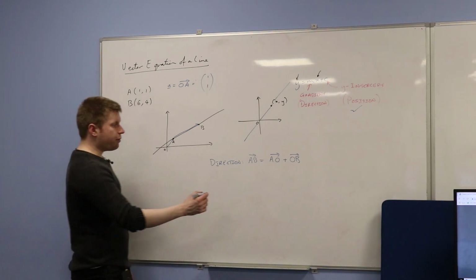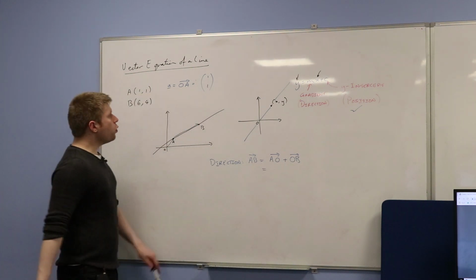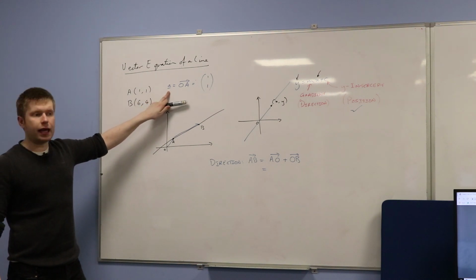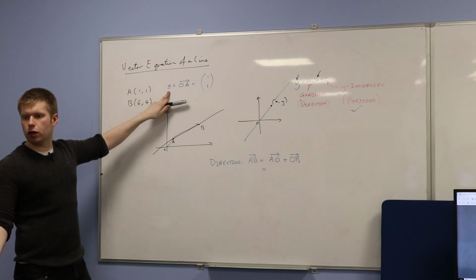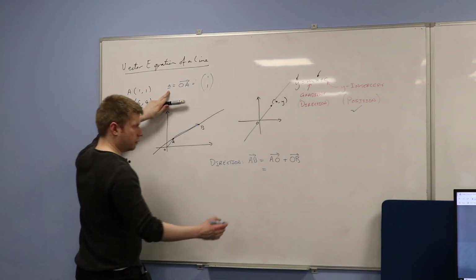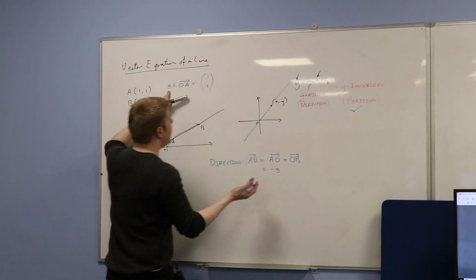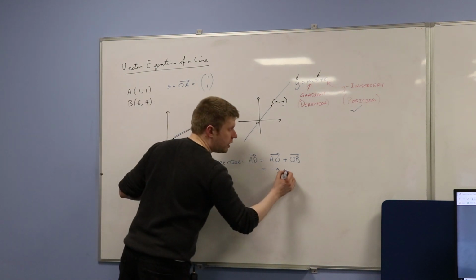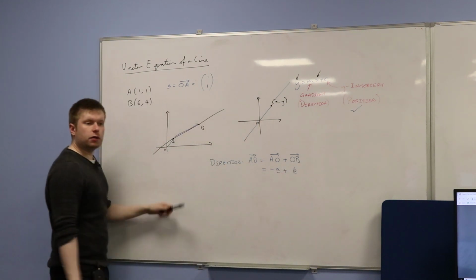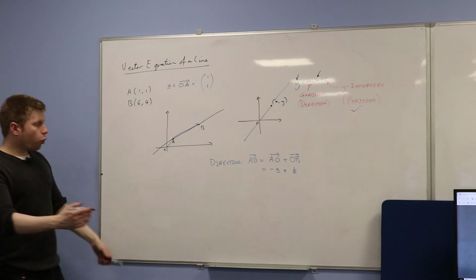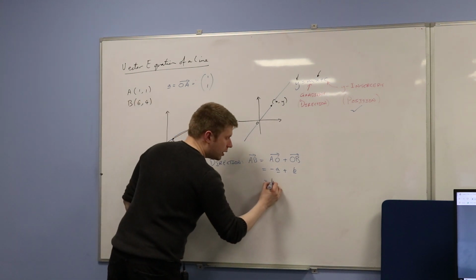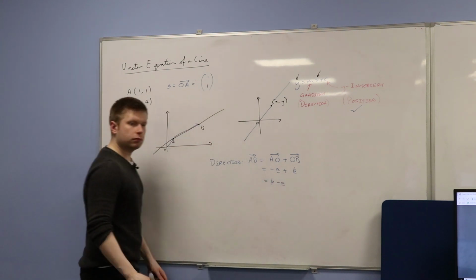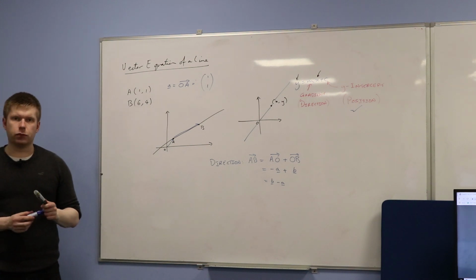Now have a think. A to O, if I've said that A is little a, is O to A, what's A to O going to be? Well, negative A. So negative 1, good. What's O to B going to be equal to? It's just going to be B. It's the position vector of B. Or if you like, I could write this as B minus A. Is that clear to everyone? Do we all follow that?